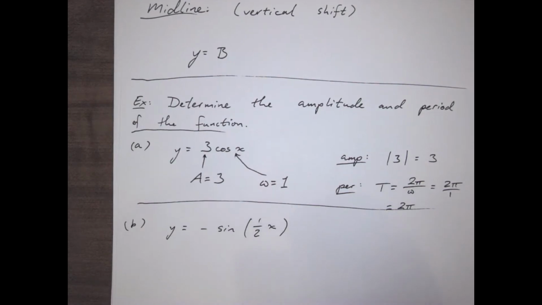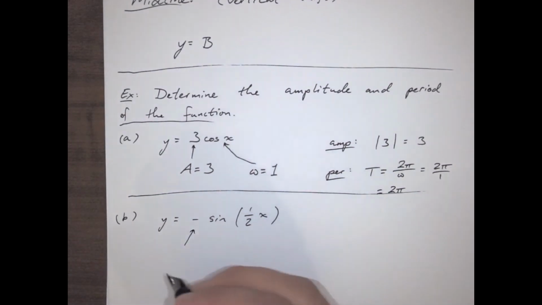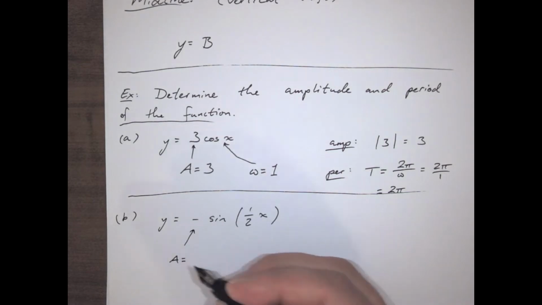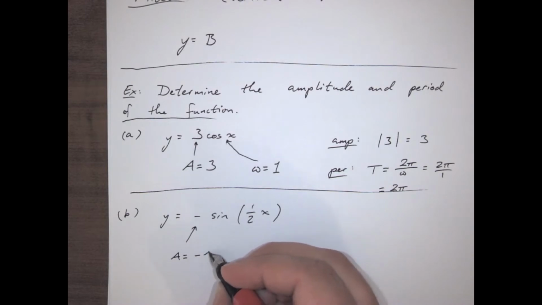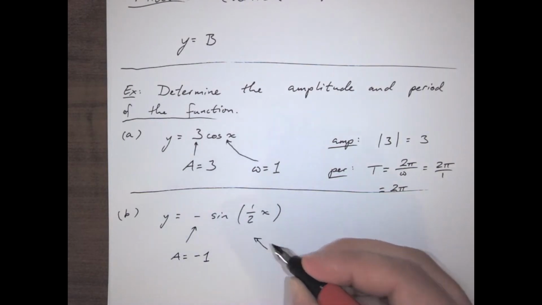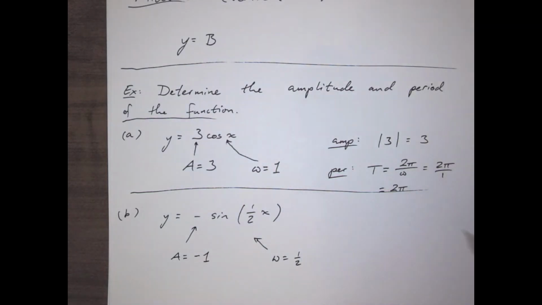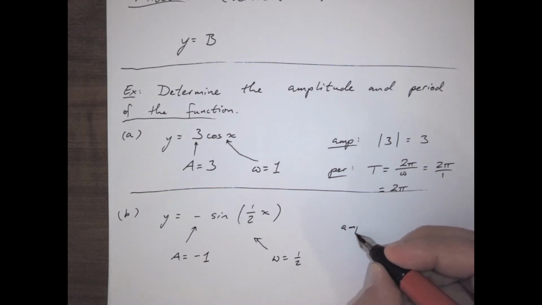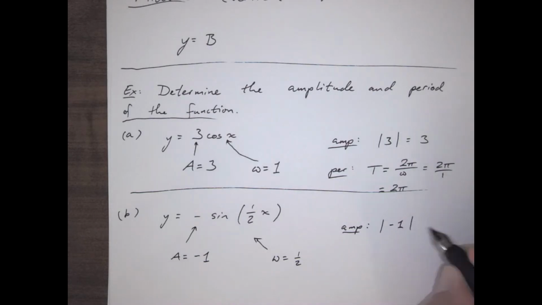Okay. So now once again we just take the pieces as we can see them. So A would equal the coefficient on the sine, and that's going to be -1. As for the omega, that's going to equal the 1/2. So then for the amplitude, it's going to be the absolute value of -1, which is just equal to 1.